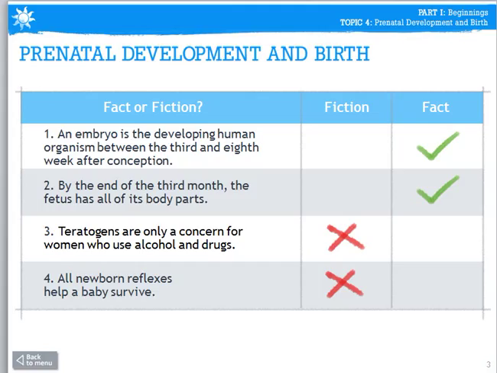Teratogens are only a concern for women who use alcohol and drugs. We'll talk more about teratogens and what they are. And all newborn reflexes help a baby survive. We'll also talk about reflexes, and those two are false.